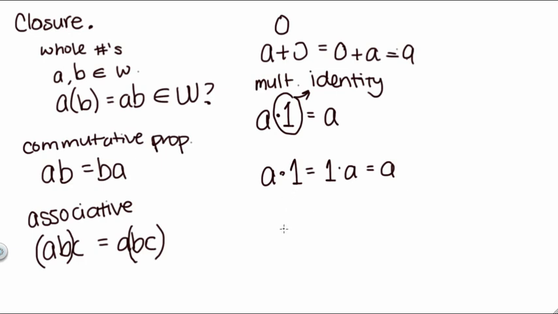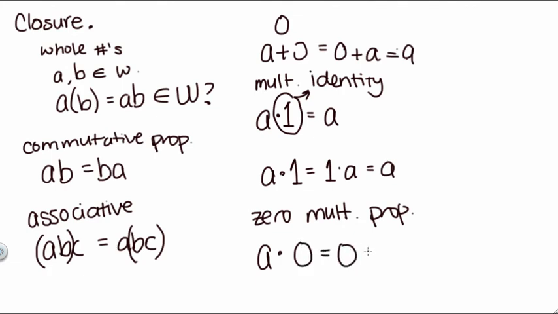And last but not least, we have the zero multiplication property of whole numbers. So let me write that down. Zero multiplication property, and all of these are of whole numbers. What the zero multiplication property states is that for any whole number A, A times 0 is equal to 0, and it doesn't matter which order you do it because multiplication is commutative. So the zero multiplication property just states that if you multiply any whole number by 0, the result that you get is 0.